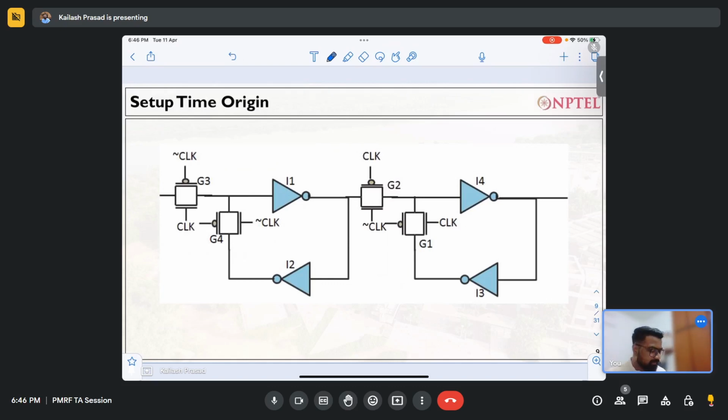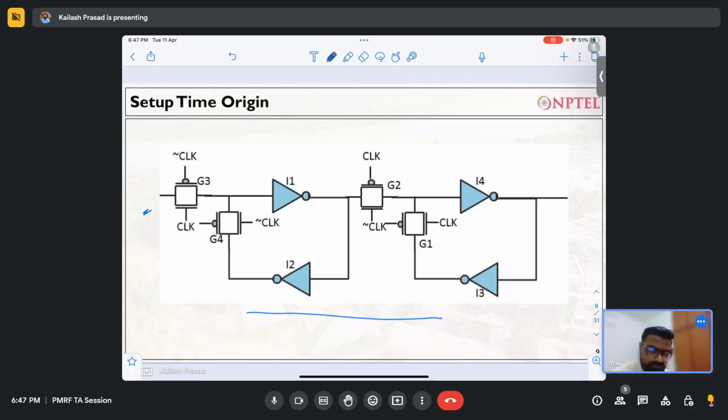Okay, so does anybody know what design it is? Whatever I'm showing over here. Anyone? What design I'm showing over here? What is this design?